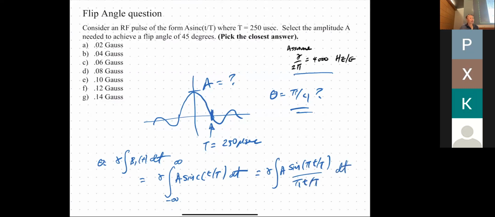Okay, so what should we do next? I can't hear you. Can you speak more loudly? The pi t over T? Okay, so how would I integrate this function? I would do integration by parts probably, right? Does everyone remember integration by parts? Who wants to integrate by parts? Anybody? No. Okay.